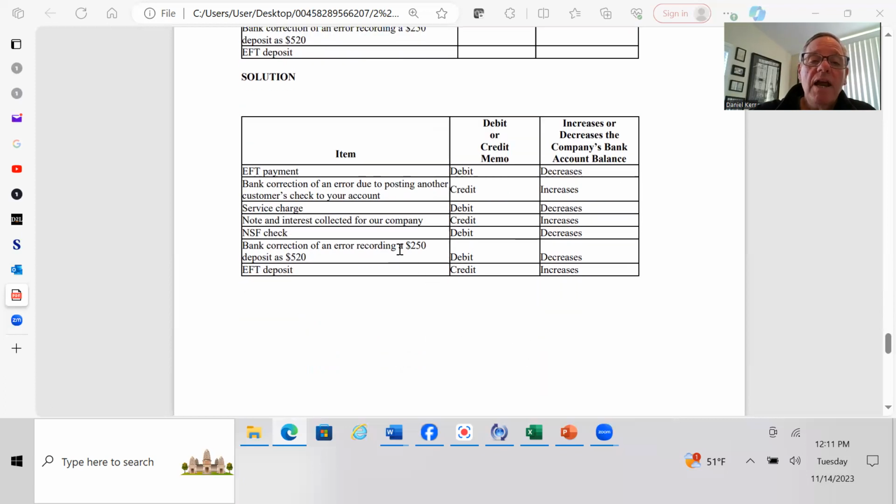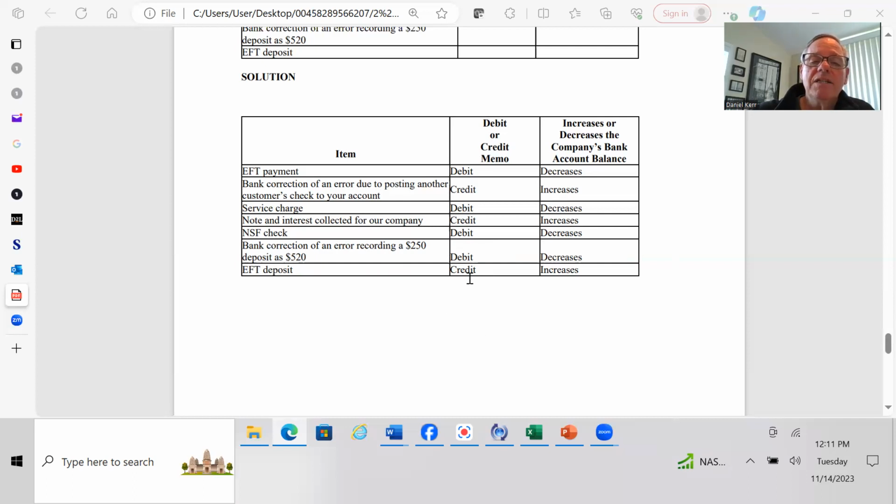Bank correction of an error, a $250 deposit recorded at 520. So the actual amount of the deposit was 250. They recorded it as 520. So they actually have to reduce my account by the difference between those two, which I think is 370. So they would reduce my account. They would debit my account, and that would decrease it.